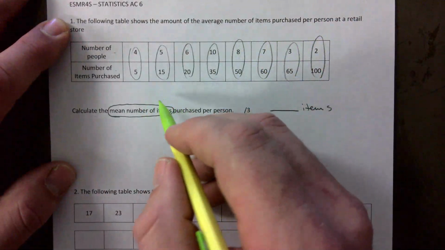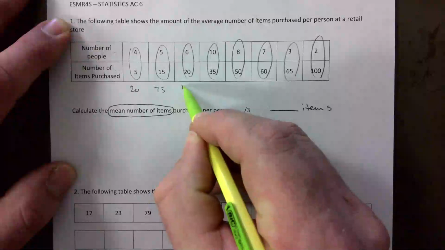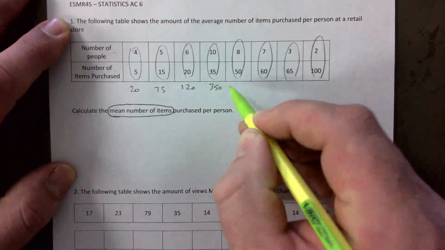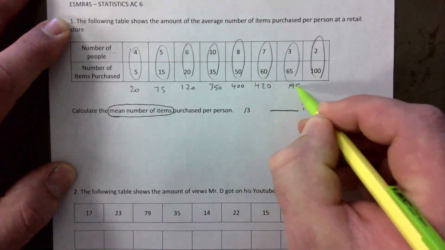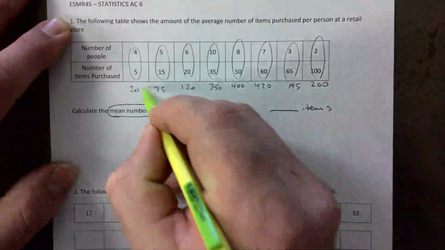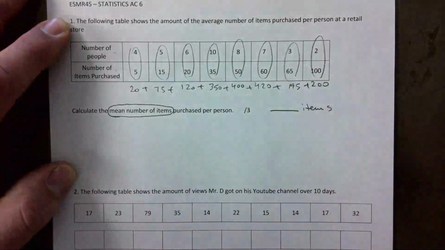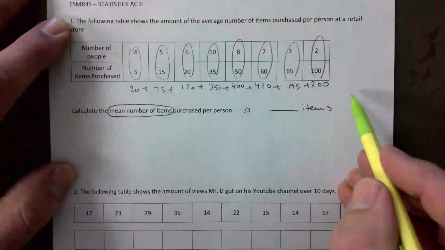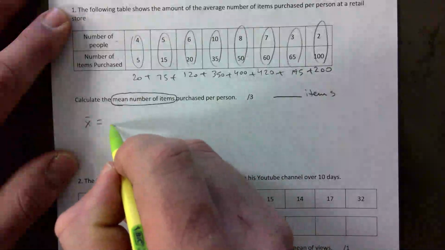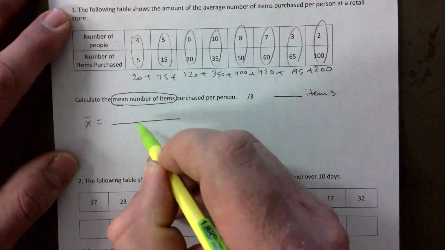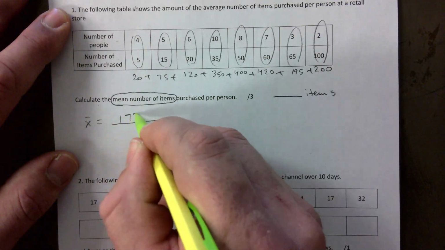And sure, you can just write down the answers right here. This would be 20. This would be 75, 120, 350, 400, 420, 195, 200, okay? And then we add all of this up. So on a test, quiz, whatever you want, this is good. I'm okay with that. Then I would bring the sum down here. And so that's 1,780.